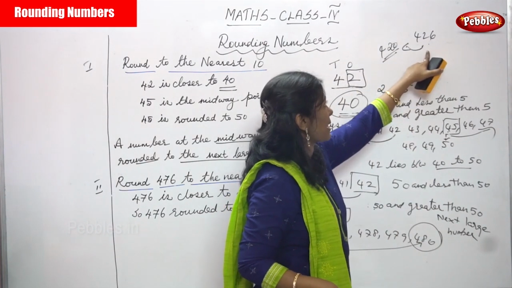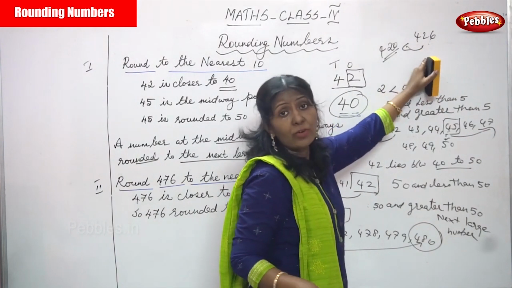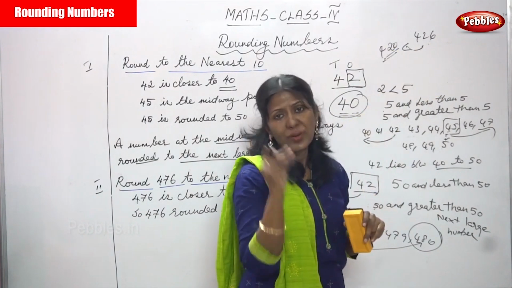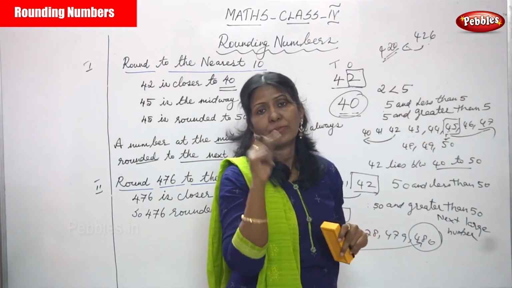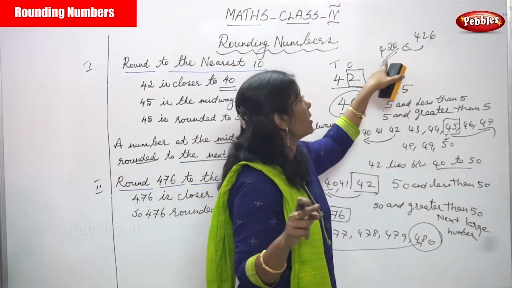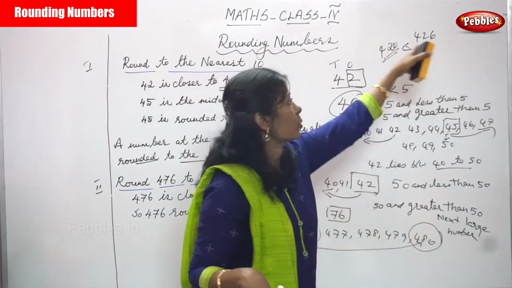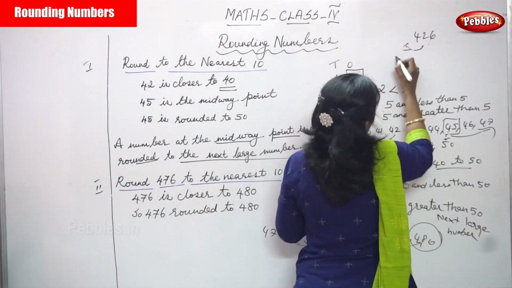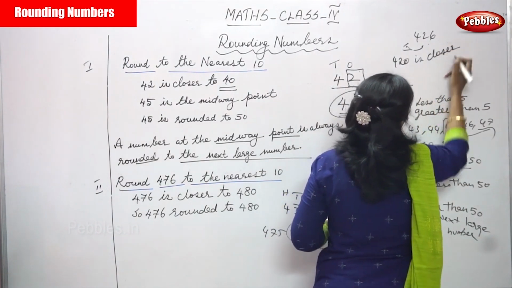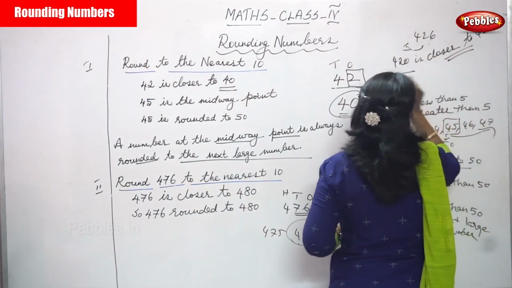420 is the example, another example. It is less than 450, but you have to round off to the nearest 10. That means it goes in the forward direction. So 420, because only the last one digit you have to consider, ending with 0. Nearest 10 means only one 0 will come. So 420. This is the rounded figure. So 420 is the answer for this question.